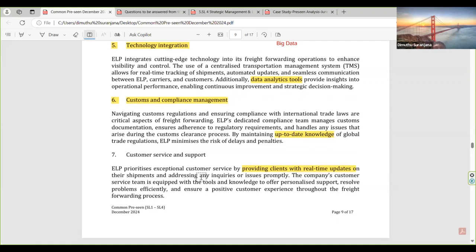Navigating customs regulation and ensuring compliance with international trade laws are critical aspects of freight forwarding. ELP's dedicated compliance team manages customs documentation, ensures adherence to regulatory requirements, and handles any issues that arise during the customs clearance process. By maintaining up-to-date knowledge of global trade regulation, ELP minimizes the risk of delays and penalties.